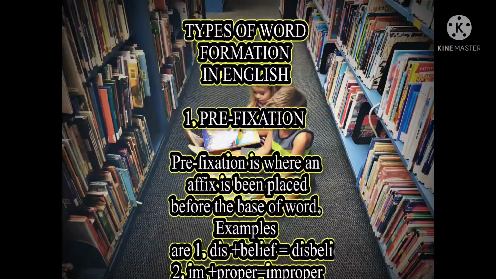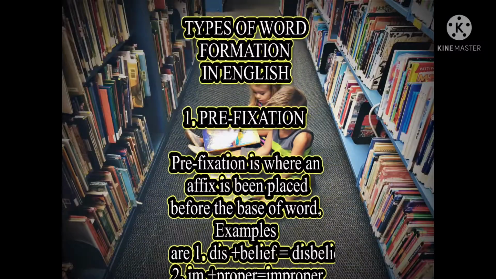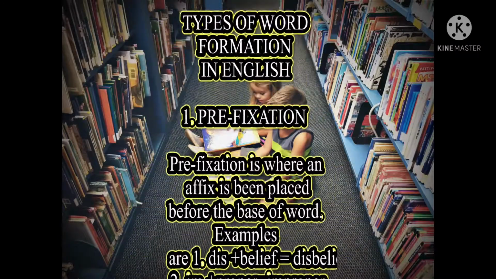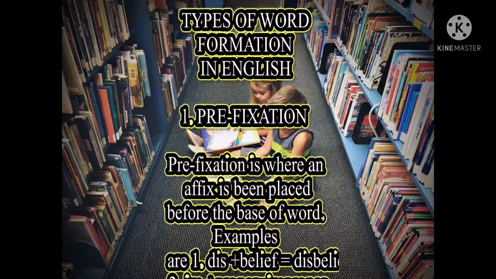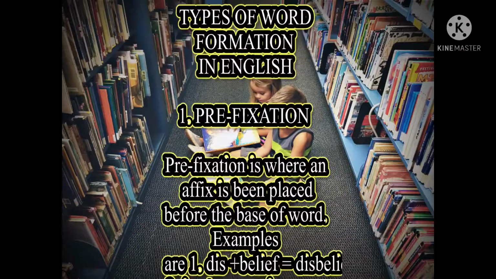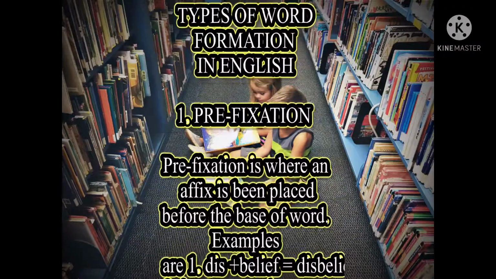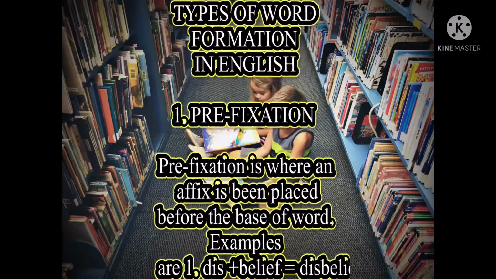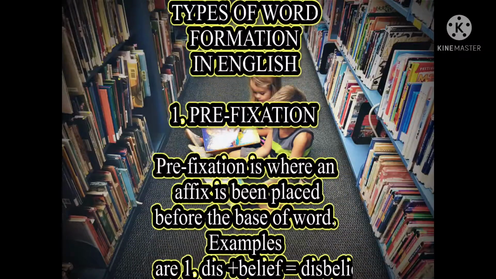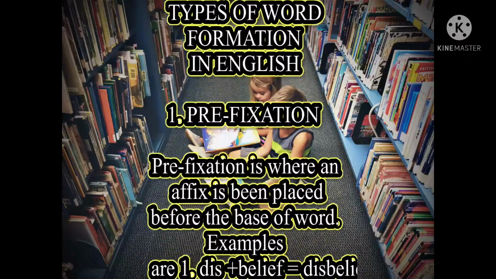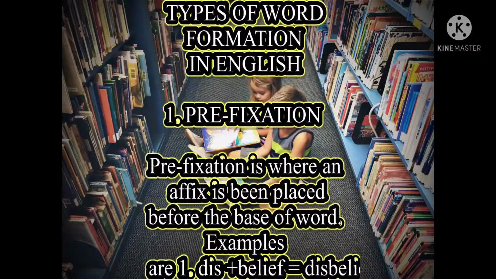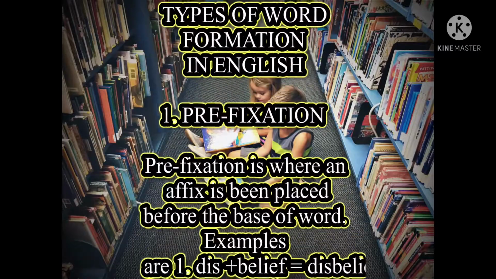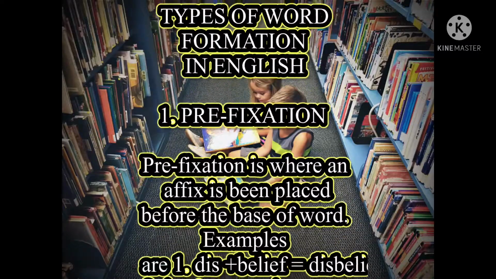According to Crystal in 1997, there are 4 normal processes of word formation in the English language. These 4 normal processes are prefixation, suffixation, conversion, and compounding. First of all, I would like to talk of prefixation. Prefixation is whereby an affix is placed before the base of a word. An example is dis plus believe, which gives disbelieve, and another example is im plus proper, which is equal to improper.